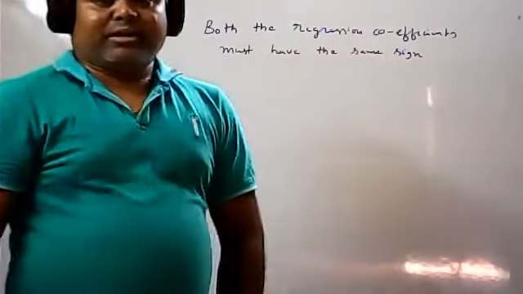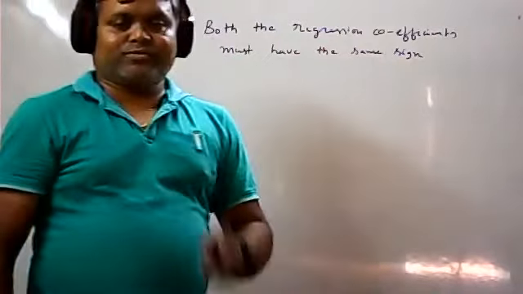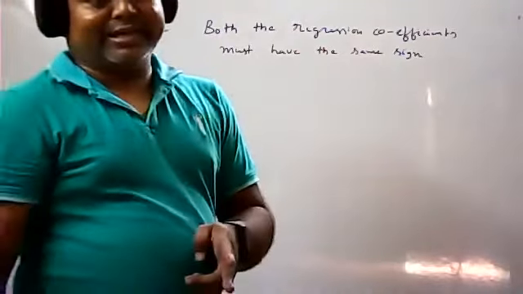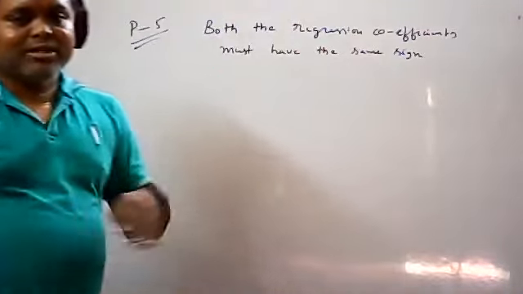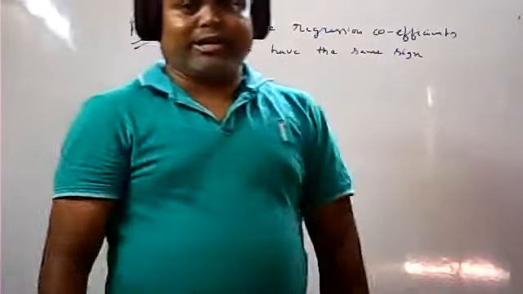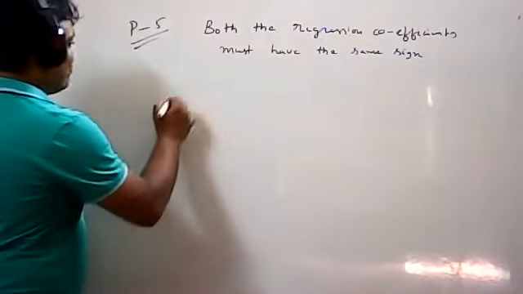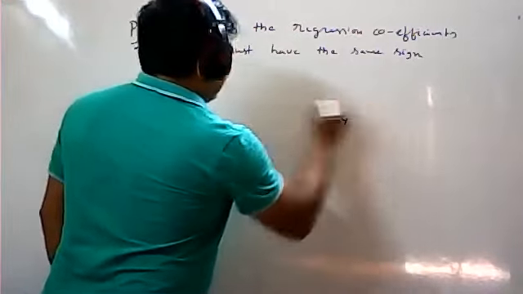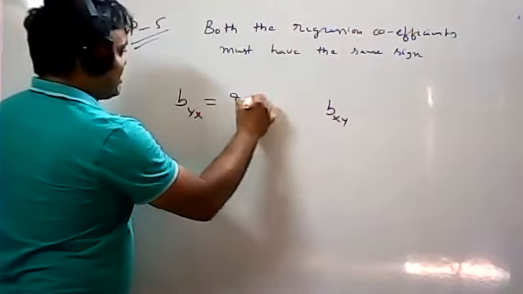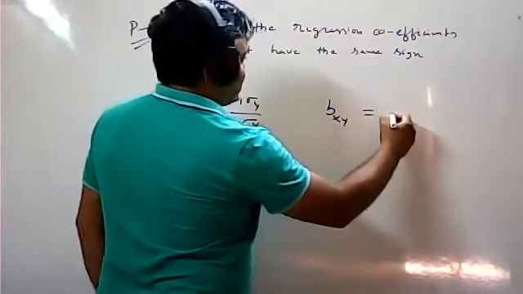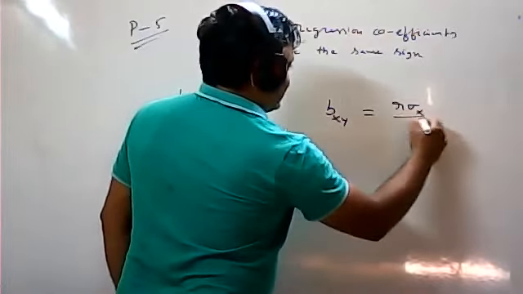I have told you in the first property, if both the regression coefficients are positive, you will take positive. If both the regression coefficients are negative, you will take negative in that formula. So I will tell you why both are positive, why both are negative, why alternative won't happen. Already you know how many regression coefficients are there? 2. What are they? Byx and bxy. So you know both the formulas. What is the byx formula? R sigma y by sigma x. And this is R sigma x by sigma y.